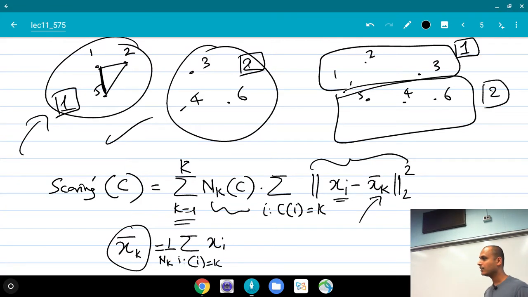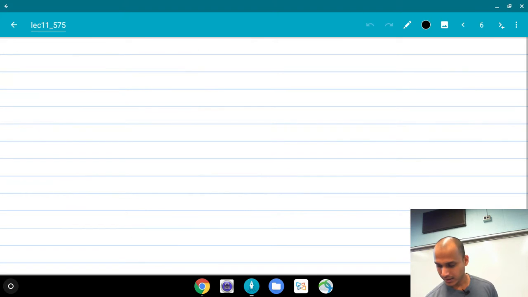Right now, I'm just scoring a given cluster assignment. In the previous page as well, I was just scoring a given cluster assignment. I call it scoring prime here just to say this is a different measure of quality. So lower is better. Any other questions? Okay.